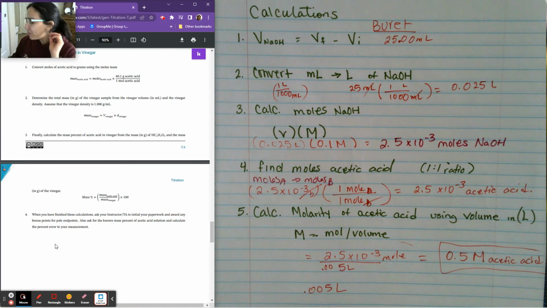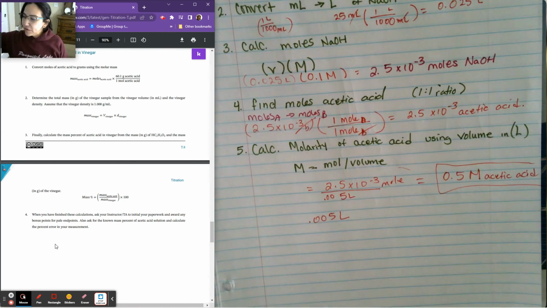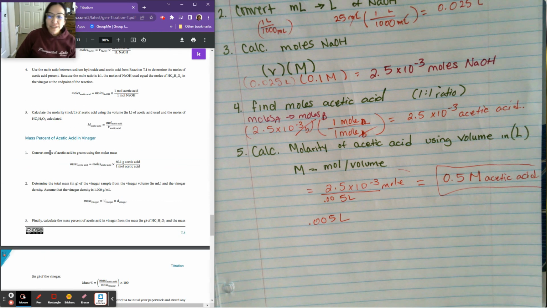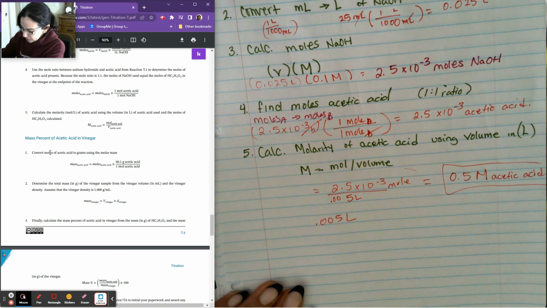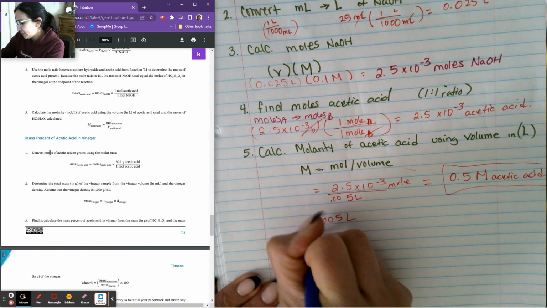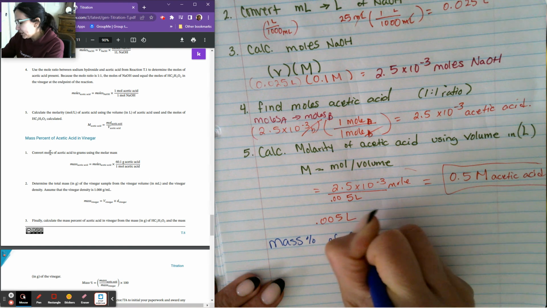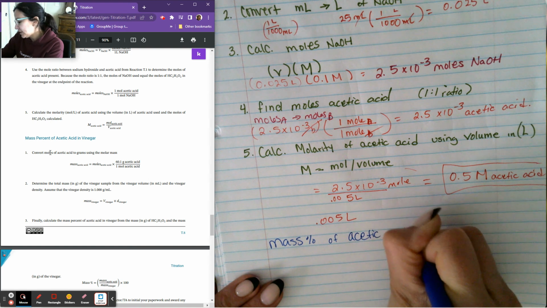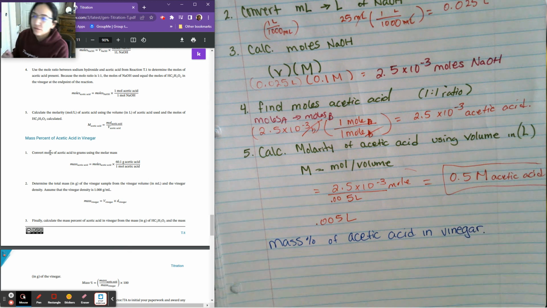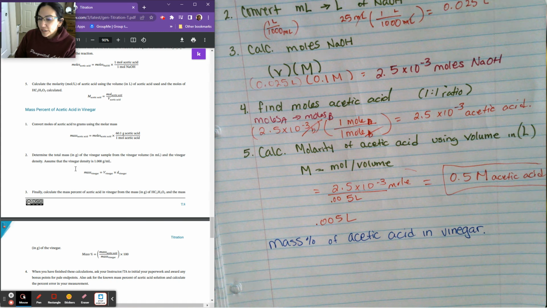Now that we found the molarity of our vinegar, we're going to go to the last section. And the last section that we have is the mass percent of acetic acid in vinegar. So to find the mass percent, the first thing that we need to do is find the actual mass. We don't have that.